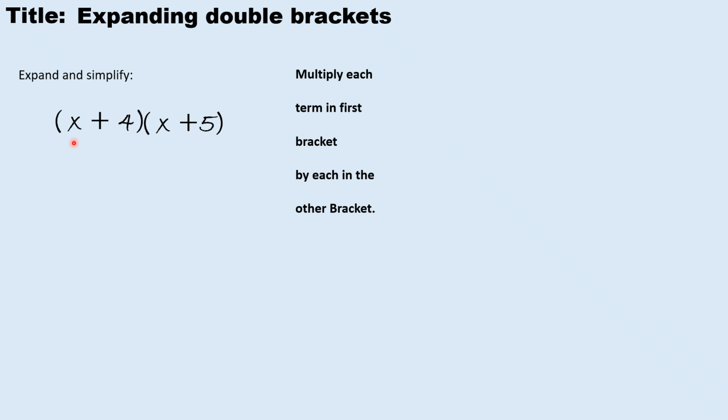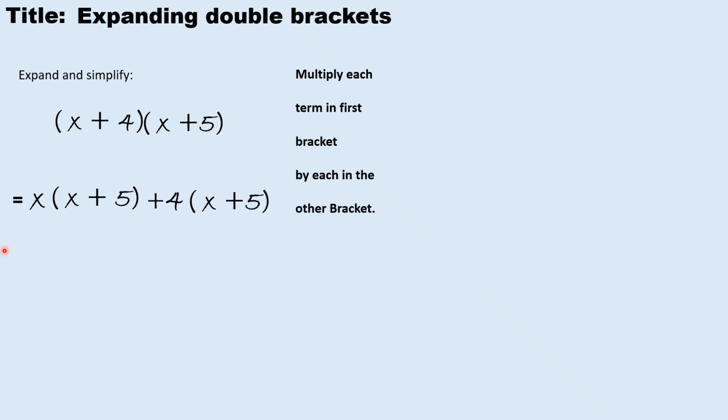Remember, your first term here, x, should multiply everything in the second bracket. Therefore, x should multiply throughout the second bracket, which is x add 5. Then we will have our add 4 multiplying everything in the second bracket as well.